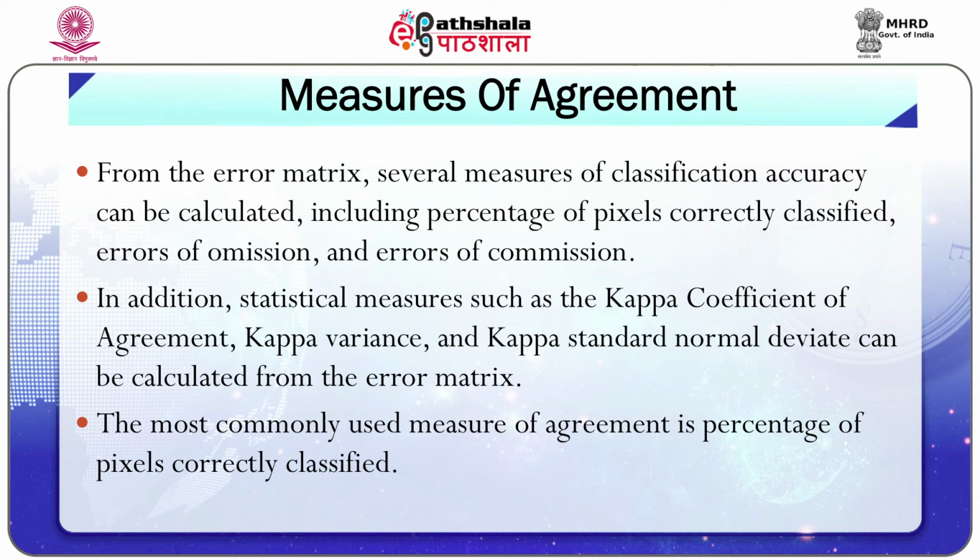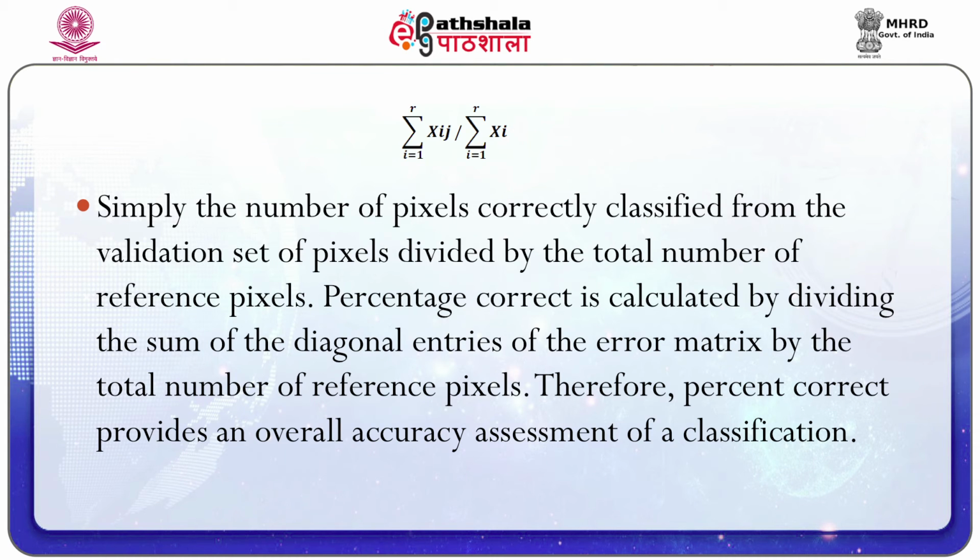Now, measures of agreement. From the error matrix, several measures of classification accuracy can be calculated, including percentage of pixels correctly classified, error of omission and error of commission. In addition, statistical measurements such as the kappa coefficient of agreement, kappa variance and a kappa standard normal deviate can be calculated from the error matrix. The most commonly used measure of agreement is the percentage of pixels correctly classified: simply the number of pixels correctly classified from the validation set divided by the total number of reference pixels. Percentage correct is calculated by dividing the sum of the diagonal entries of the error matrix by the total number of reference pixels.